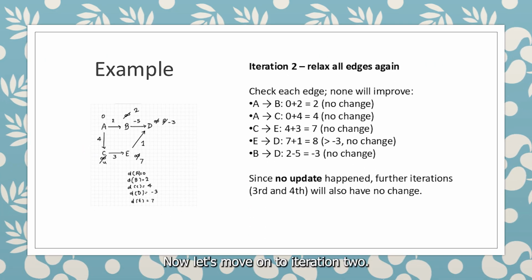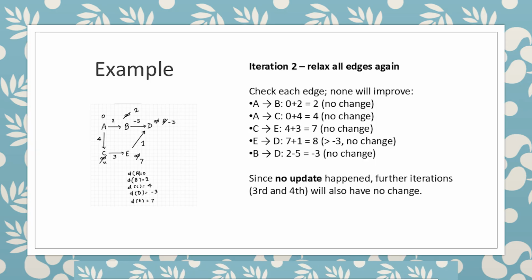Now let's move on to iteration 2. In the second iteration, we relax all edges again. But this time, no distance improves. All values remain the same as after iteration 1. Since no changes occur, we can conclude that further iterations will also not change anything.